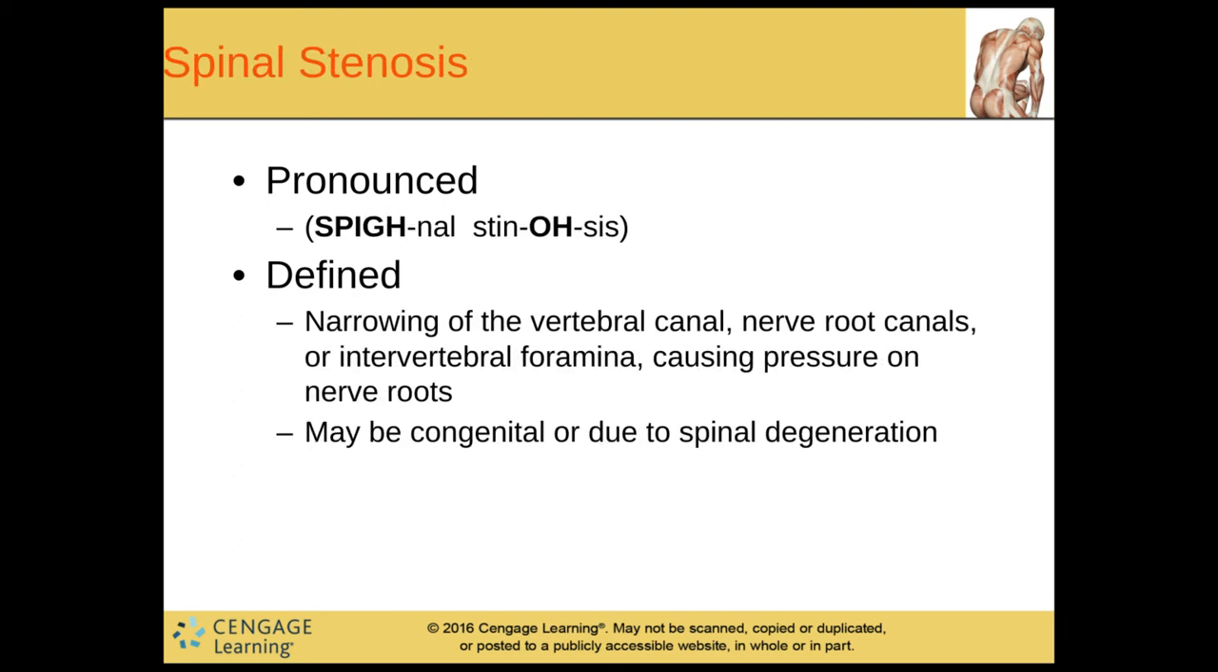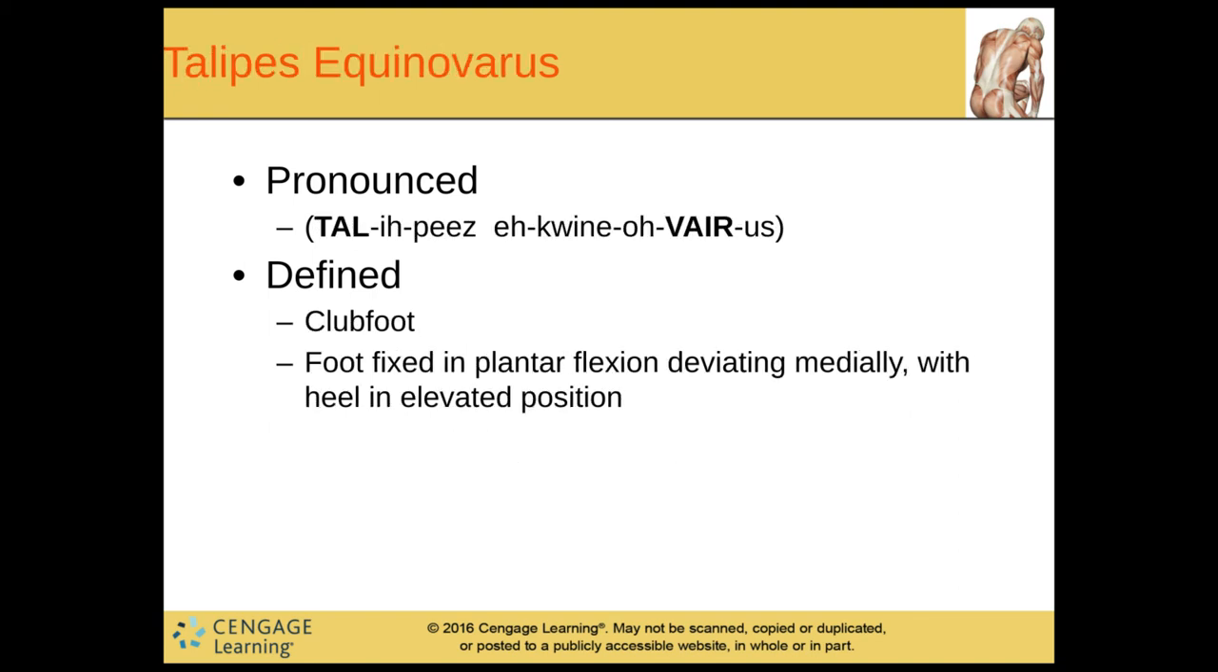And then we have spinal stenosis. So stenosis means like the hardening or narrowing of, right? So this is a narrowing of the vertebral canal, nerve root canals, or intervertebral foramina, which causes pressure on the nerve roots. So it may be congenital or due to spinal degeneration.